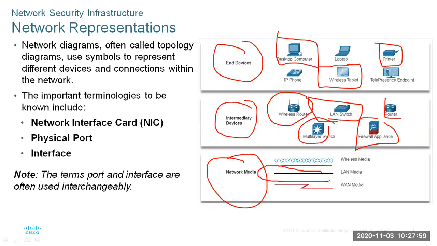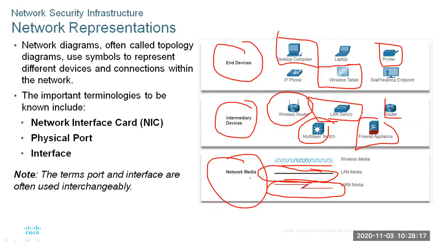Once you see this, you know we're talking about LAN. And once you see this, we're talking about wider area network media, all right? The network media basically is the channel in which data is conveyed or carried along.